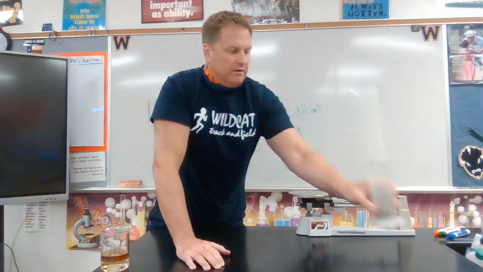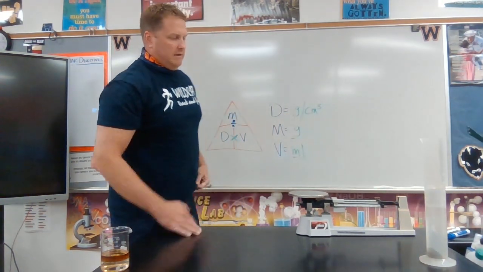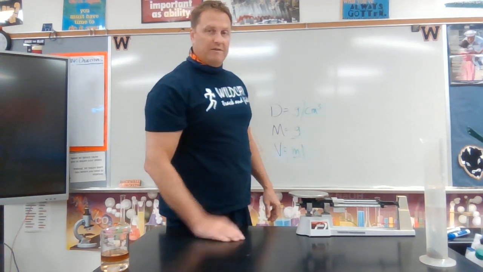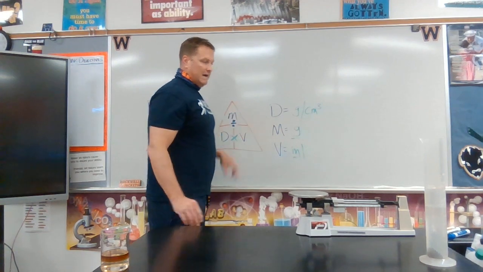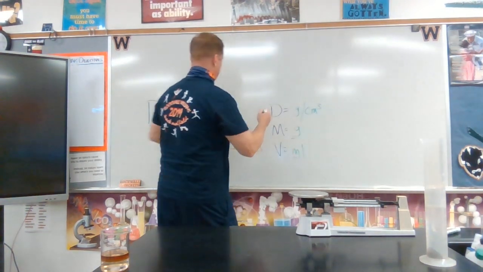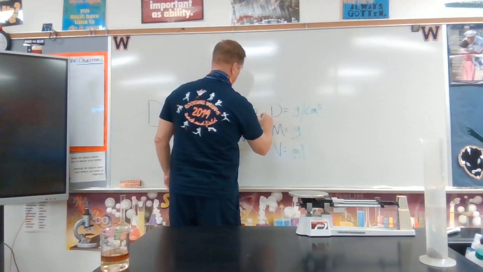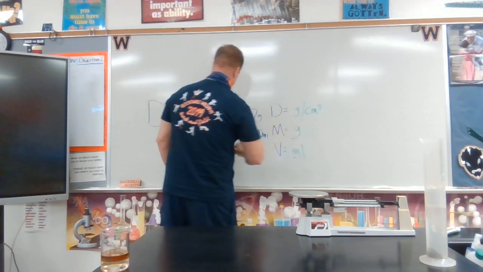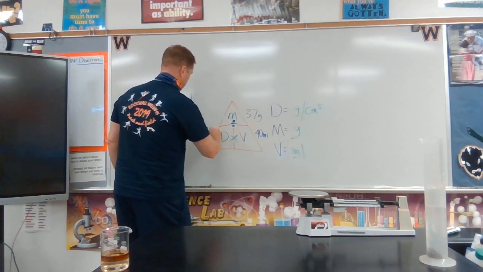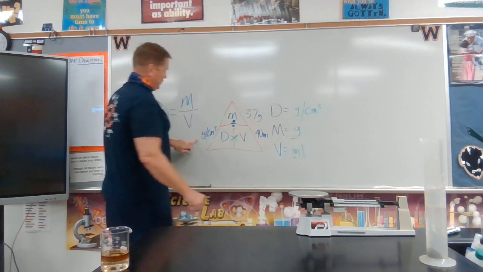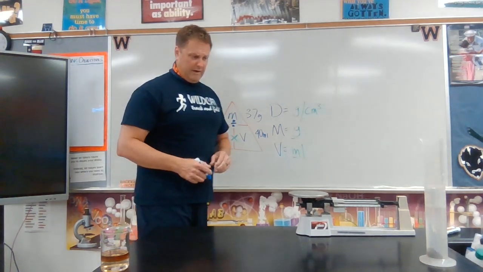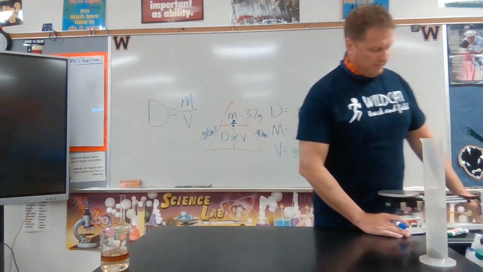So now we've got a volume of 40 milliliters. We have our mass of 37 grams. So we would divide our 37 grams by our 40 milliliters of water, and that's going to give us our density of whatever that number would be. I don't have a calculator right here. I'll just let you work that out at the house. That's what we have there.